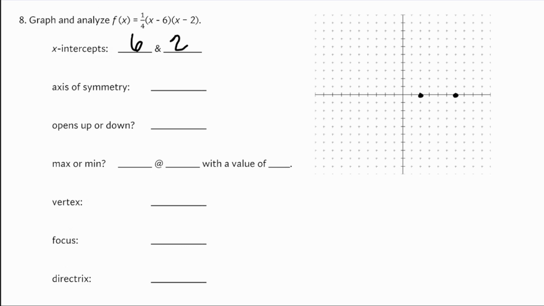All right, axis of symmetry. Okay, if we've got these 2 points and we know that the parabola is symmetric, then we know that the axis of symmetry is going to be halfway in between them. So it's going to be right here. Maybe I'll color that in green. That's where x equals 4. Opens up or down? Well, it's going to open up because of the positive 1/4.